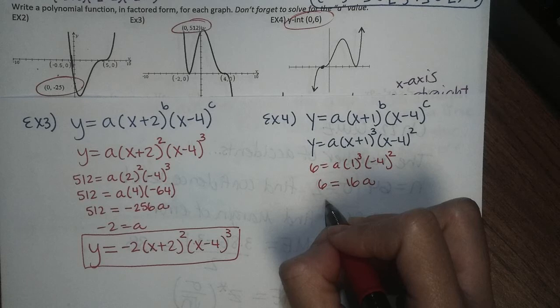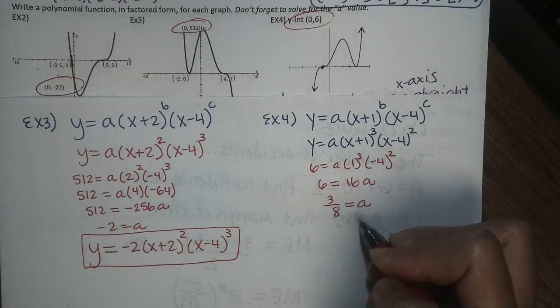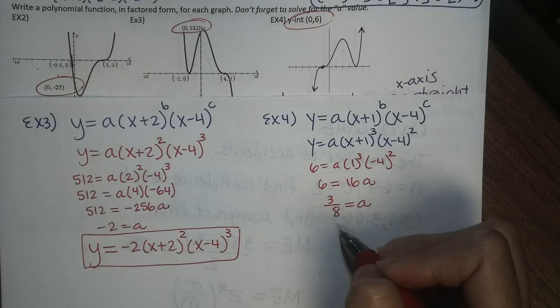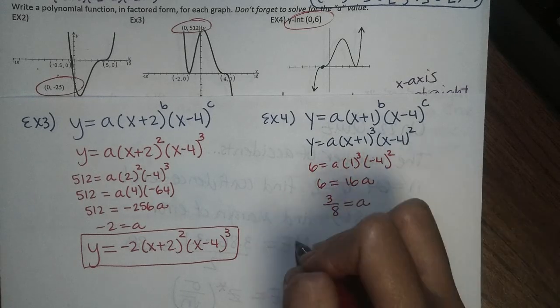Divided by 2 3/8. Make sure you put your answers as reduced fractions on the test, or it's going to mark it wrong. So don't leave it as 6 over 16. Change it to 3 over 8.